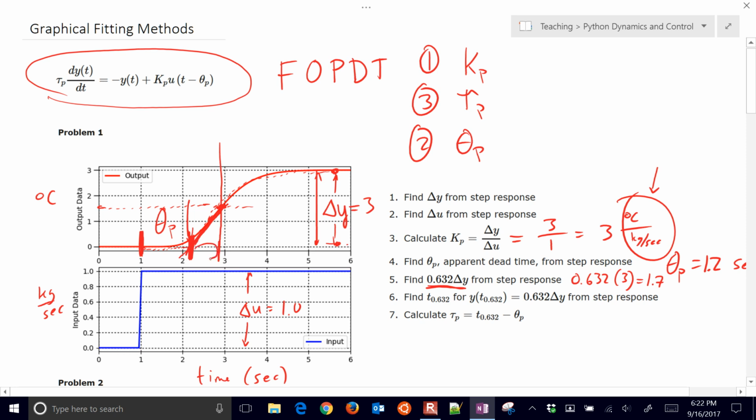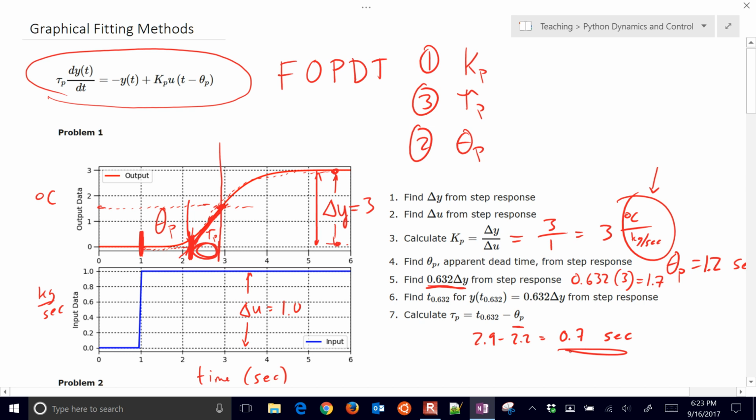Just this interval right here, that's going to be my tau p. Now it doesn't include the dead time. That's one common error, that a lot of people include the dead time in there, so they'd say, well, my time constant is 1.9 or something like that. In all cases, you don't include the dead time. It's the response after that apparent dead time. So this one's going to be about 2.9 minus about 2.2, and that's going to be 0.7. In that case, we'll just say it's seconds.